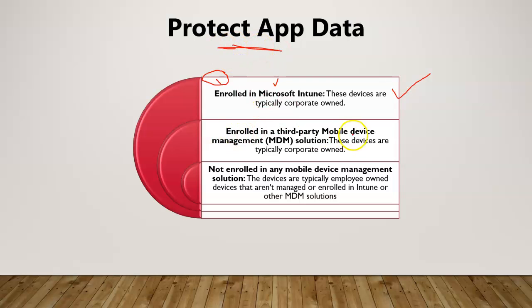And the second case would be the third-party mobile device management solutions. Let's take one example. Maybe you're managing not with Intune, but maybe AirWatch or some other third-party MDM solution, but you want to control them. Then you can do that with the help of app protection. You know why and how this is going to happen.